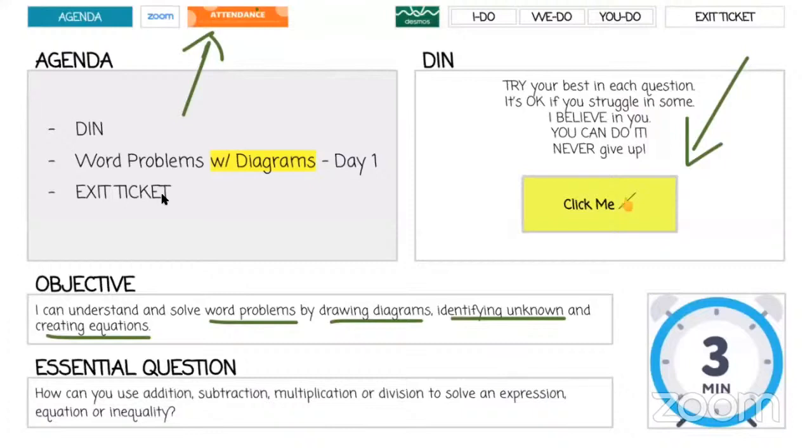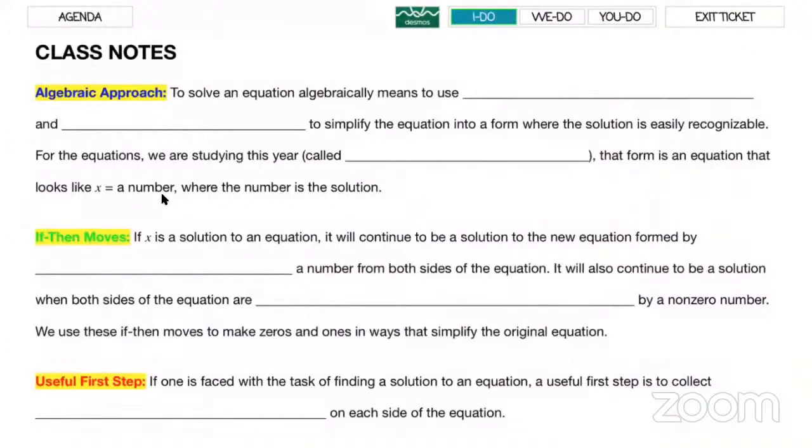So let's talk about class notes. And what is the algebraic approach? Don't worry about the word algebraic. Algebra is just the numbers and letters and operations that come together, or expressions and equations. Those are algebra generally. It's just a name.